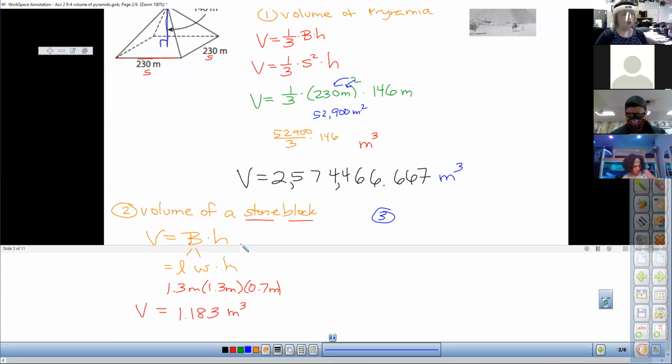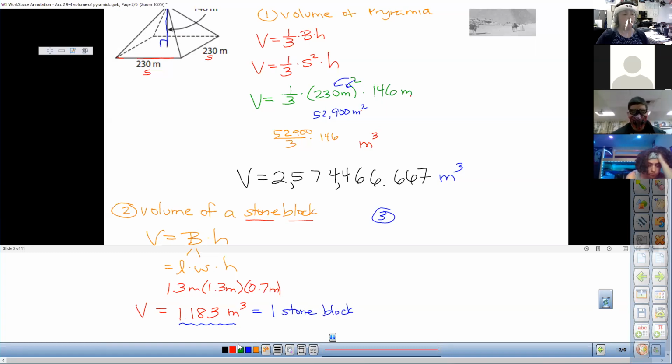We have two volumes, one for a pyramid and one for a stone block. And we want to end up with an answer that's in units of stone blocks. So what we really want to do is realize that 1.183 cubic meters is equal to 1 stone block. That is a conversion ratio.